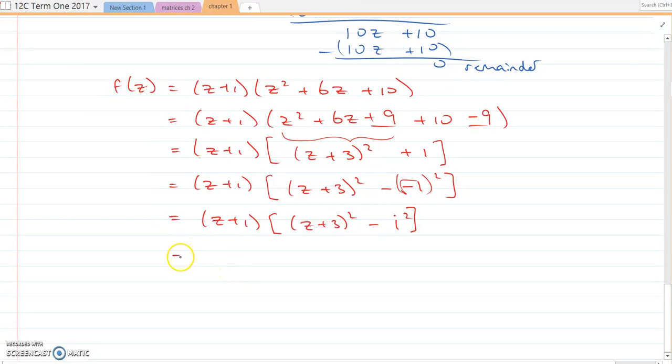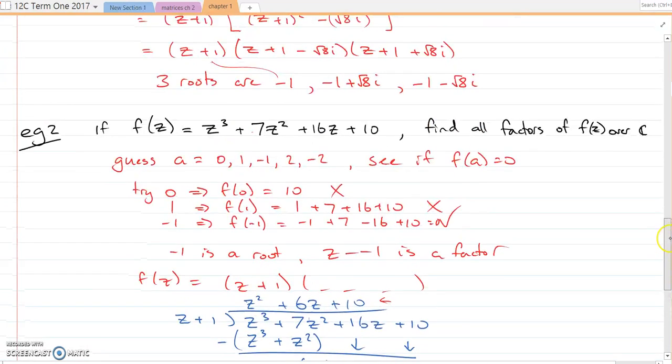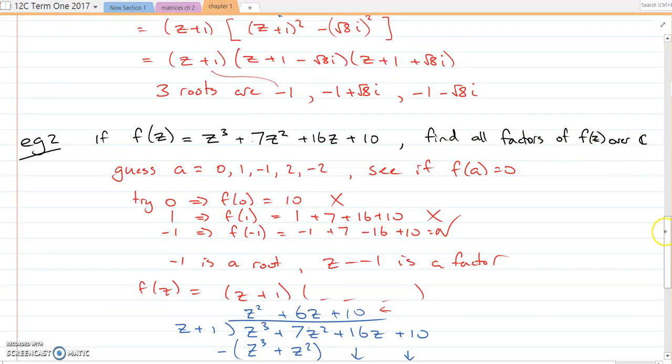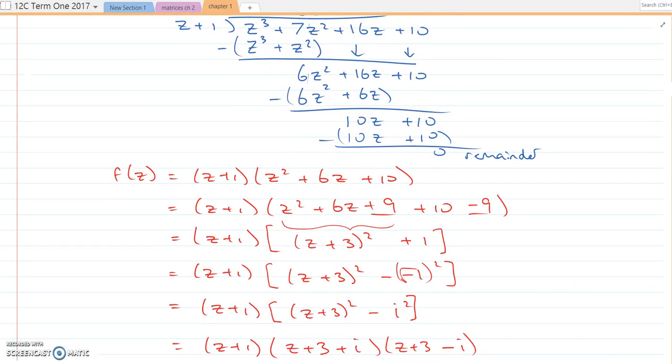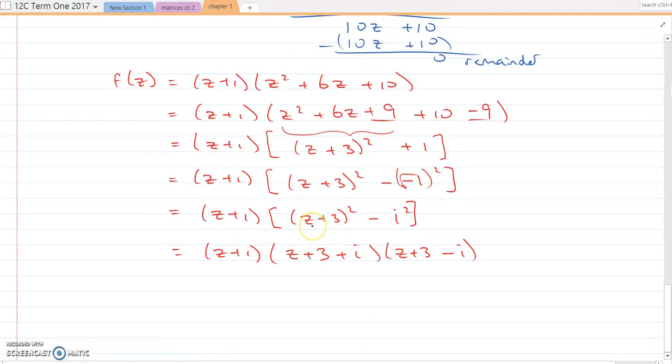Ah, you went away. Z plus 1 times, now I can do the whole dots thing, z plus 3 minus i. So those are, I did it. Those are my 3 factors. It didn't ask me to find my roots, did it? It just said find all the factors. That is all the factors. We are done.